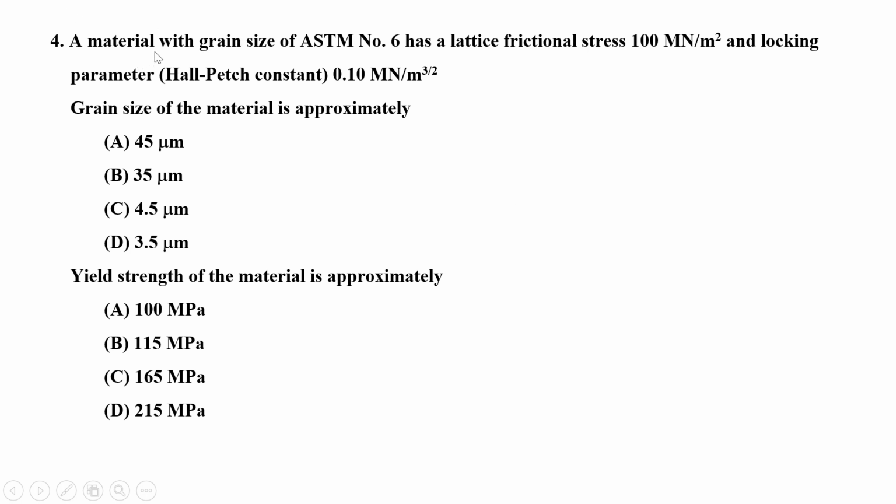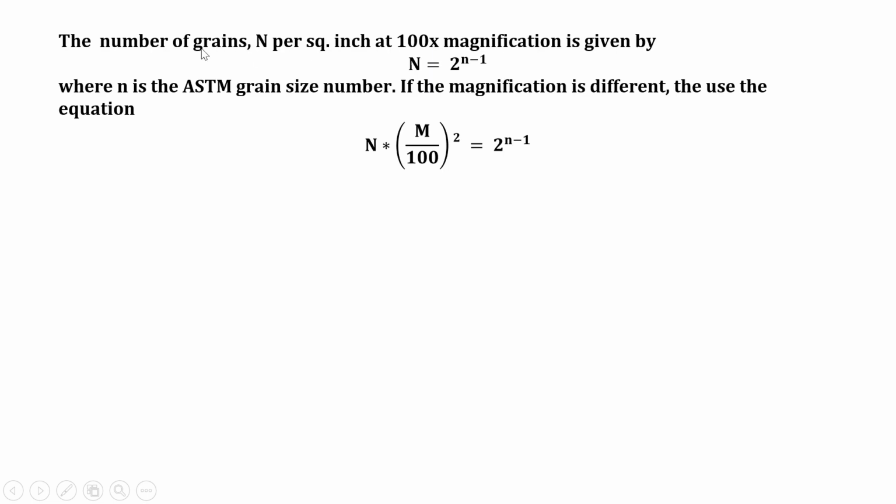Here it is given that the material has a grain size of ASTM number 6. So how do we calculate that? The number of grains, capital N, per square inch at 100x magnification is given by the equation that you mentioned: N is equal to 2 power n minus 1. Please note that N is the number of grains per square inch at 100x magnification. Suppose it is at any other magnification, then N into magnification by 100, the whole squared, is equal to 2 power n minus 1.